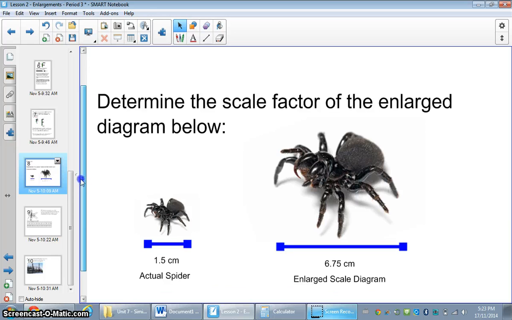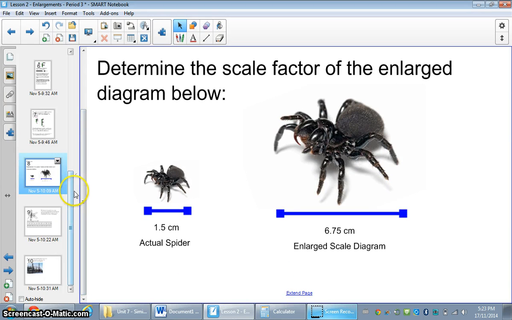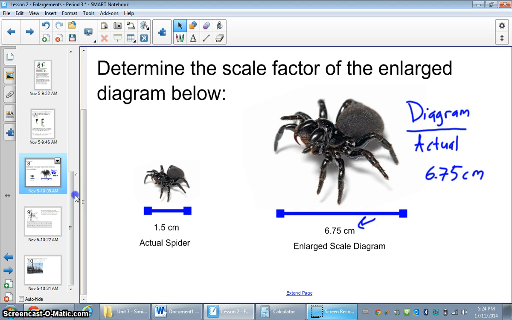So the first one says, determine the scale factor of the enlarged diagram below. So remember, when we come into our fraction, we always go diagram on top, and then the actual or original length on the bottom. So in this one here, the diagram length is 6.75 centimeters. And the actual spider is 1.5 centimeters.